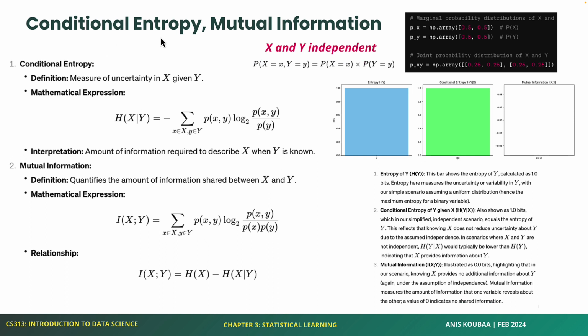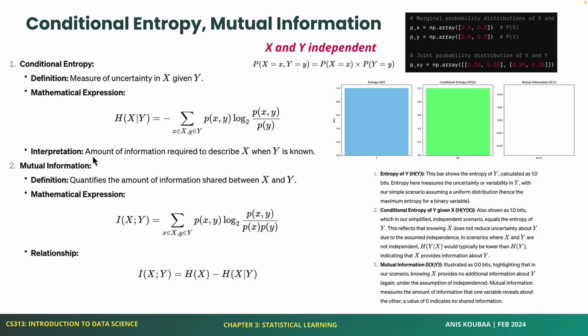Now we talk about the conditional entropy and mutual information. What is the definition here? Imagine that you have two random variables, X and Y, and you want to calculate the conditional entropy. It's like we calculate the conditional probability. The mathematical expression of the conditional entropy is H(X given Y), equal to the sum over all possible values of X and Y of the joint probability P(x,y) multiplied by the log 2 of the joint probability P(x,y) divided by the probability of y. This is the equation for the conditional entropy of X given that I know the value of Y.